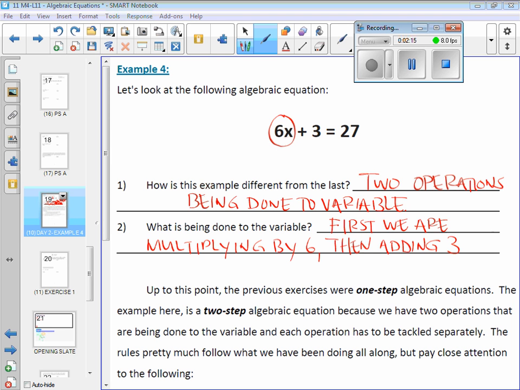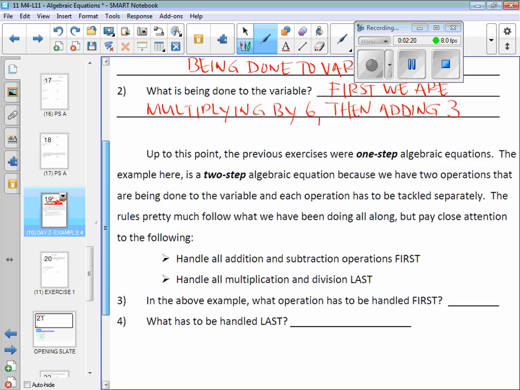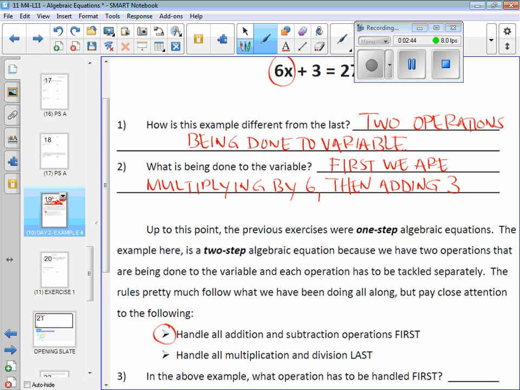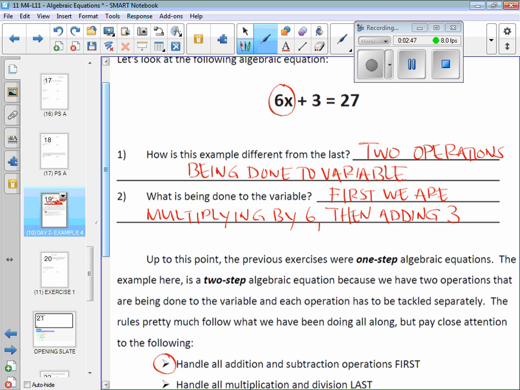And if that doesn't stick in your head, that's okay, because I have it written down here for you anyway to refer back to. You need to handle all of the addition and subtraction operations first. Then do your multiplication and division. But remember, you're undoing it by doing it in not only reverse order, but you've got to do the inverse operation, as you'll see. So before we even get to that, in this equation, 6x plus 3, what do you have to handle first? 6x or the plus 3?